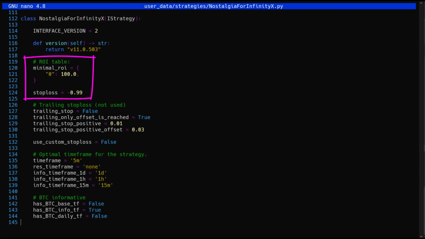And I can see here that the ROI and stop loss will not be used in this strategy because they are set to 100 and -99. There's no trailing stop loss. And the time frame for this strategy is set to 5 minutes.